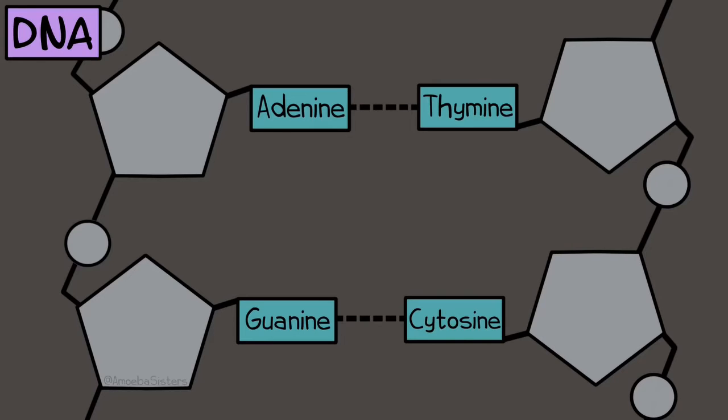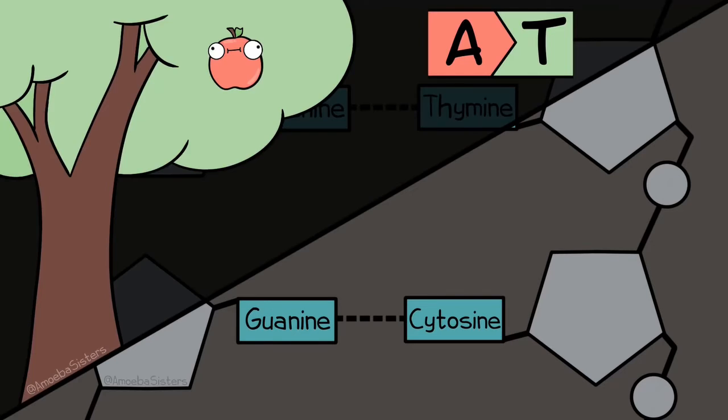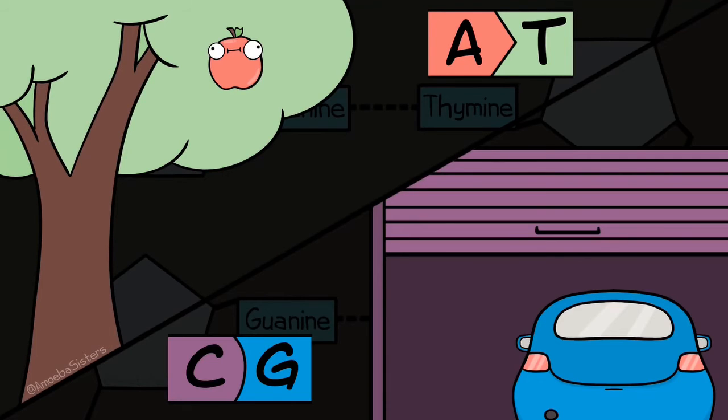The bases in DNA are adenine, thymine, guanine, and cytosine. It helps to remember the popular mnemonic "apples in the tree," which helps you remember that A goes with T, and "car in the garage," so C goes with G, to understand how DNA bases pair.